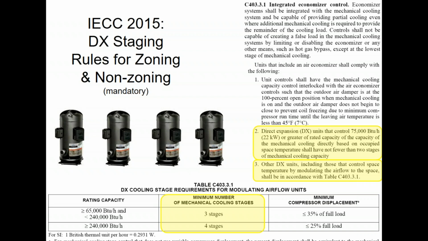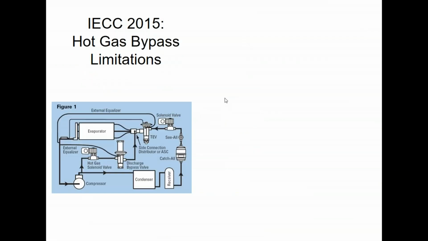That puts you down at the table at the bottom. That means if you got 65,000 to 240,000, so if you had 6 tons to 20 tons, you need 3 stages of cooling. If you have more than 20 tons, you need 4 stages of cooling, right? And don't forget, we also have that limitation on hot gas bypass. Hot gas bypass does not count as a stage. You can have it on the smallest of your 3 stages here if you want to, but you still need 3 stages in addition to the hot gas bypass, right? So that makes things a little bit different.